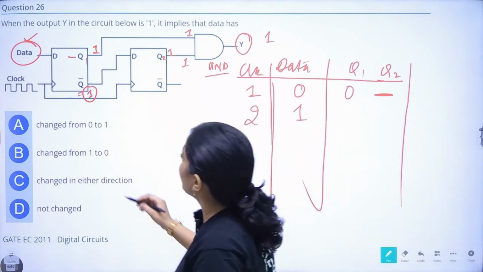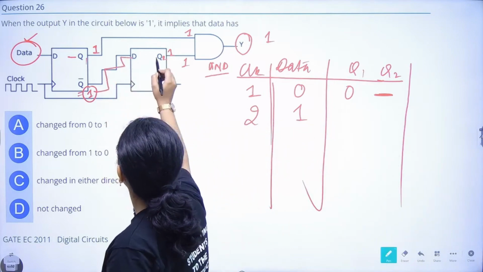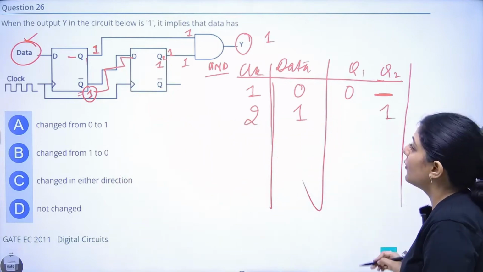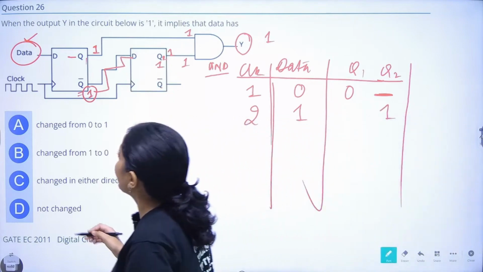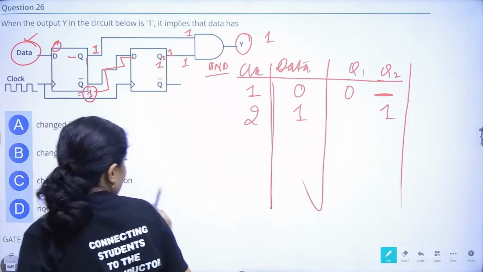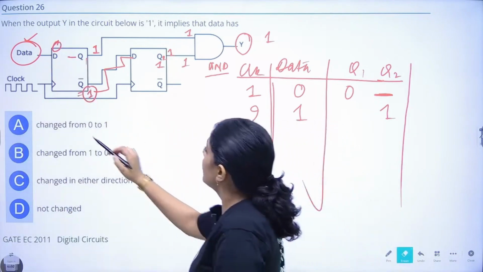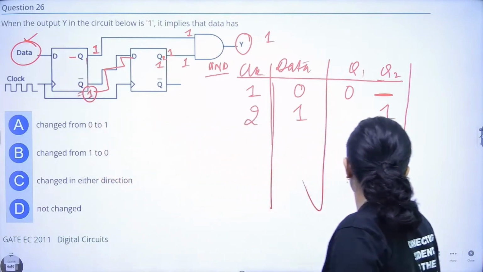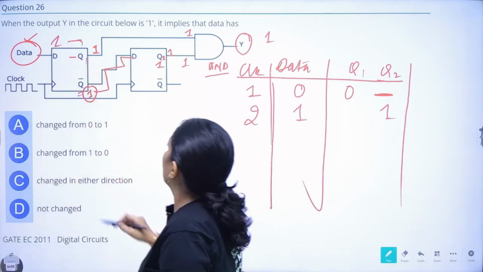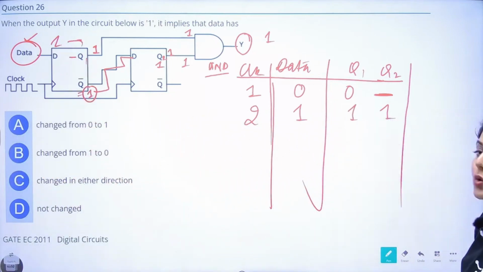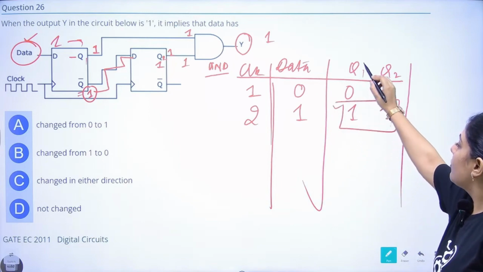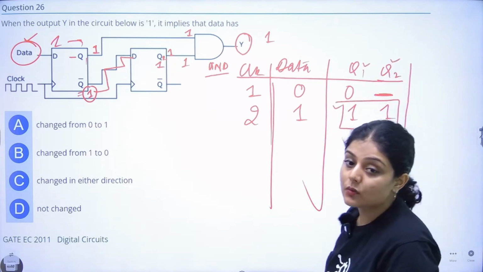Now in the second clock, what will happen? This 1 will shift to here and this Q2 will become 1. Also data is moved from 0 to it; it was 0 before and it became 1 now. Now it will give Q1 also as 1. So in this case, we are getting both Q1 and Q2 as 1.